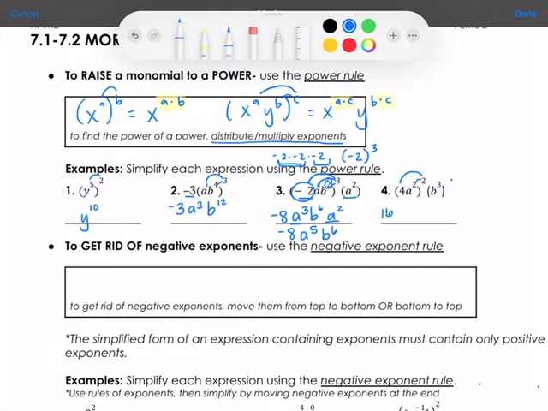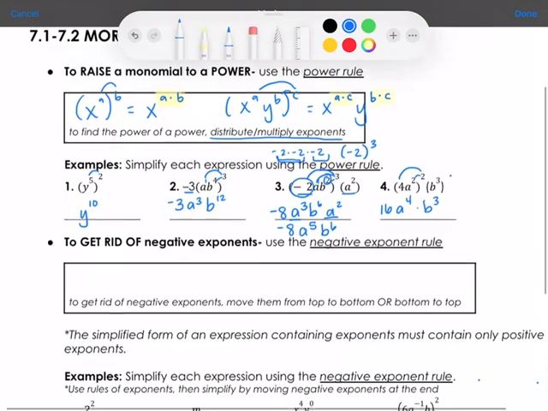Over here, I'm going to distribute the squared. So 4 squared is 16. 2 times 2 gives me a to the 4th. And then I just have this b to the 3rd. Since a and b are not the same base, I cannot simplify this one any further.